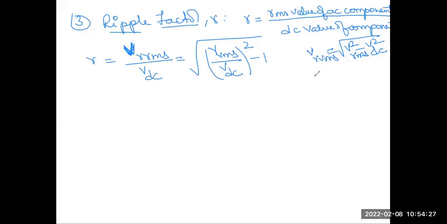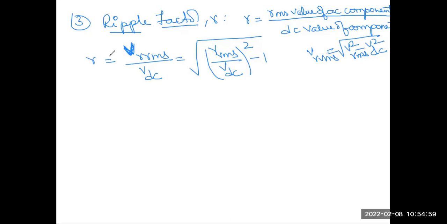If you substitute this ripple RMS value, root of Vrms squared minus VDC squared, you get the ripple factor as root of (Vrms by VDC) whole square minus 1. The ripple factor tells you how much AC component is present in the DC output of the rectifier, which is why we have taken VDC in the denominator. Directly you can write this expression and go for the substitutions.